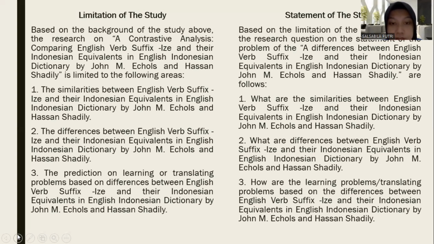Statement of the problem. Based on the limitation of the problem, the research questions in the statement of the problem in this research are as follows. What are the similarities? What are the differences between English verb suffix -ize and their Indonesian equivalent in English Indonesian Dictionary by John M. Eccles and Hasan Sadli? And how are the learning problems or translating problems based on differences between English verb suffix -ize and their Indonesian equivalent in English Indonesian Dictionary by John M. Eccles and Hasan Sadli?